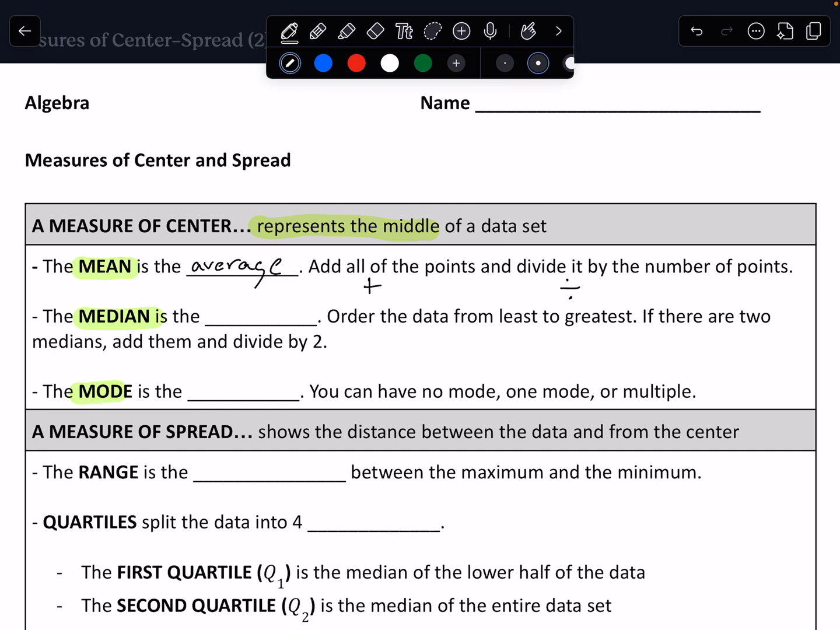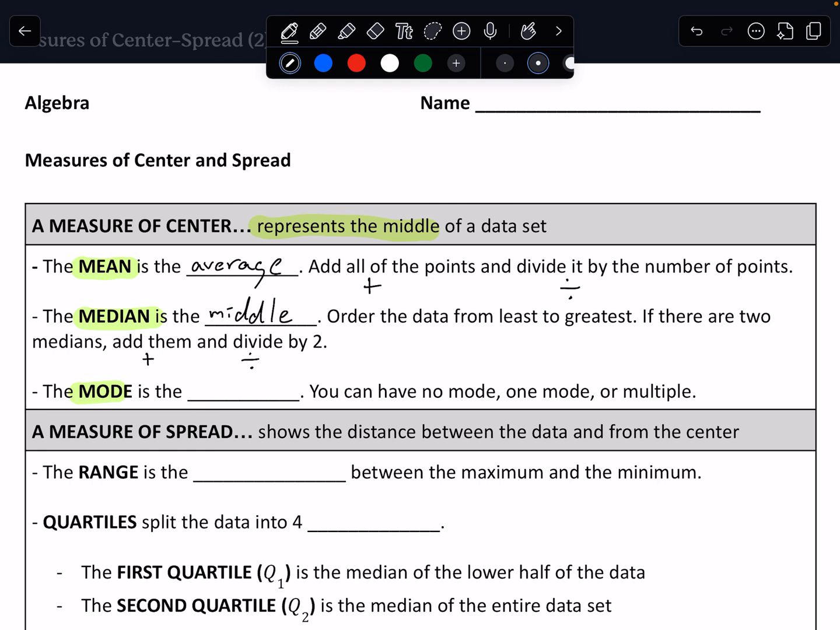When it comes to median, we're going to call this the middle. To find this, it's helpful to put our numbers in order from least to greatest. I'm going to make you do this for every single example. It's the one thing I'm going to make you write down: you need to write them in order from least to greatest. Then you need to find which one's in the very middle. You'll note that if there are two medians, you add them and then divide by 2.